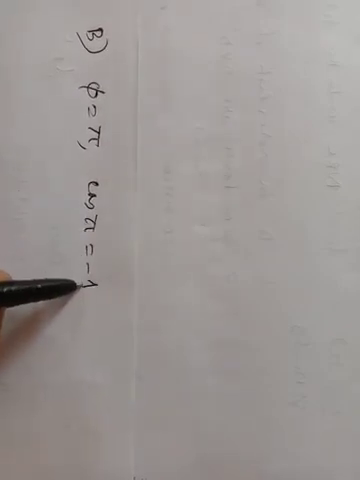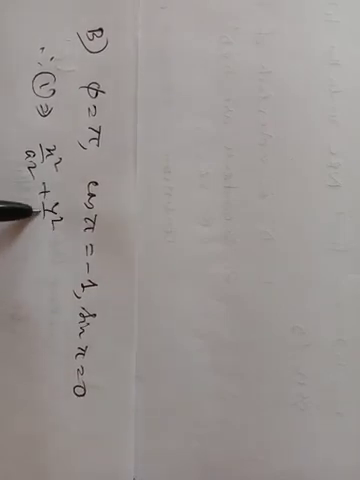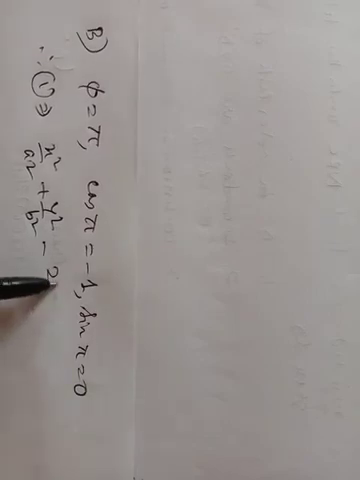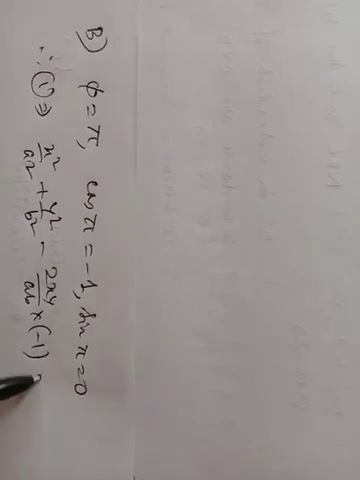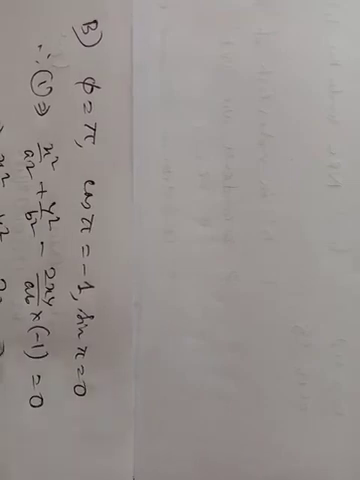Next, special case 2. Let phi is equal to pi. So what is cos pi? You know, that is minus 1, and what is sin pi? That is equal to 0. So equation 1 will immediately give you x square by a square plus y square by b square minus twice xy by ab into minus 1 is equal to 0, and this will give you x square by a square plus y square by b square plus twice xy by ab is equal to 0.